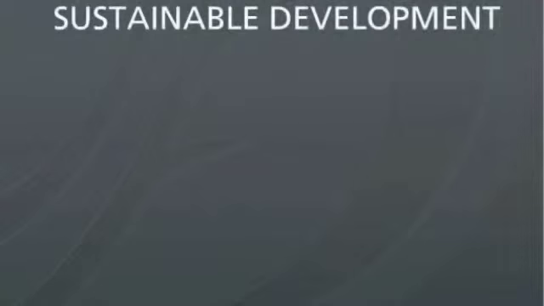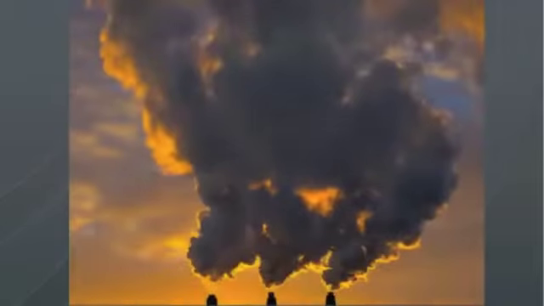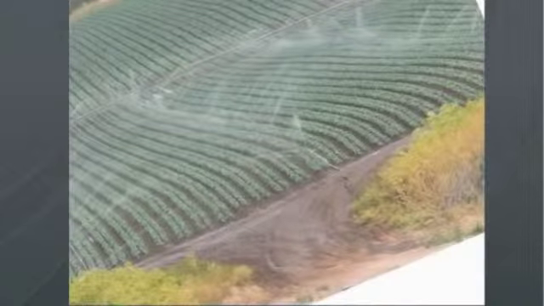In the broad view, sustainable development hinges on understanding that the world is a system that is connected across both space and time. For example, air pollution from North America affects air quality in Asia, and the decisions made about farming 100 years ago influence agricultural practices today.